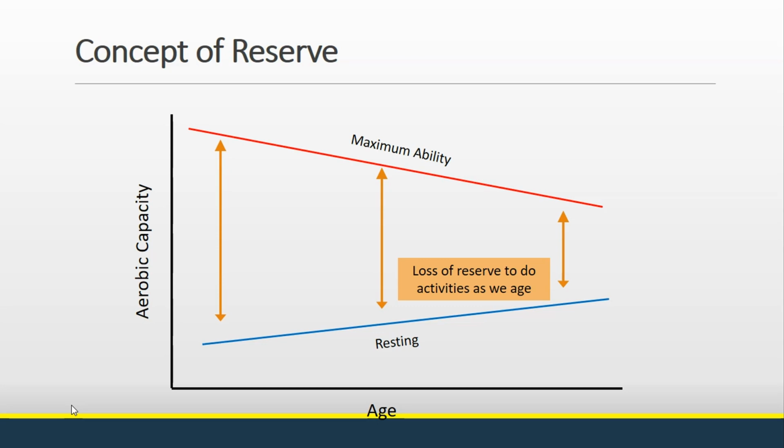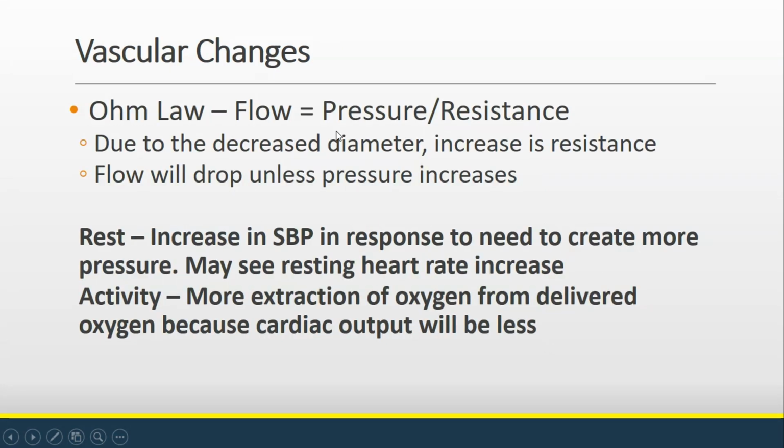At the same time, our maximum mobility declines. Okay, and we'll talk about those reasons, and they're in your handout too. So there's a loss of reserve to do activities as we age. So we lose a little bit of that reserve. So again, you look at 3 different activities. You can still do the activities here, but they might be closer to your maximum at this later age versus at this younger age.